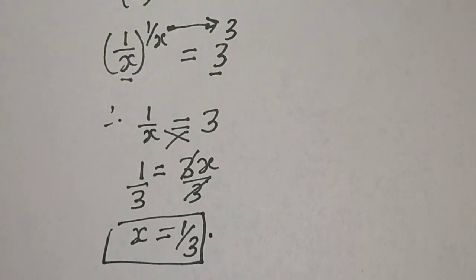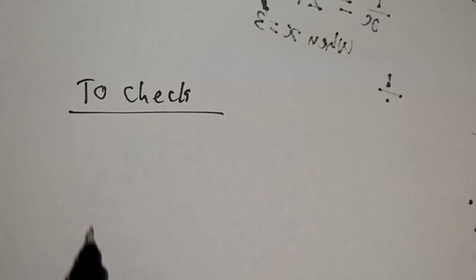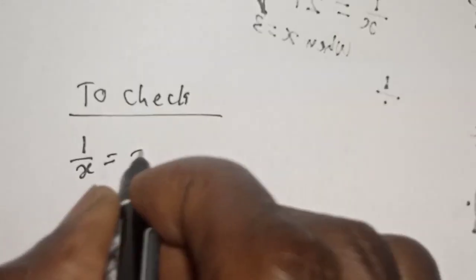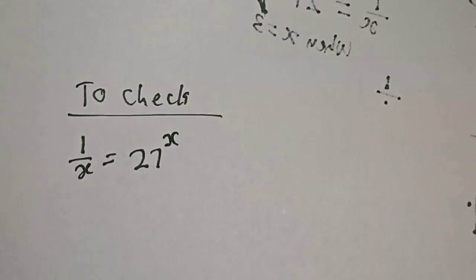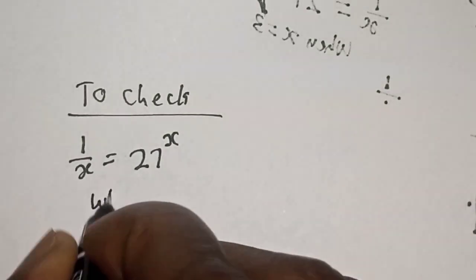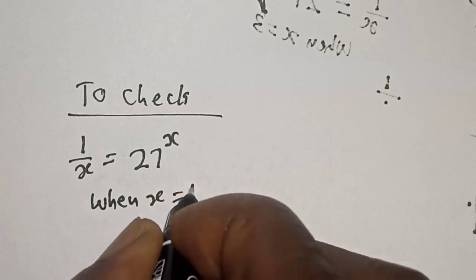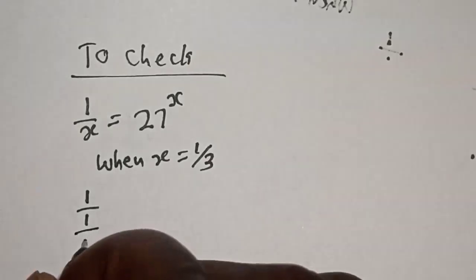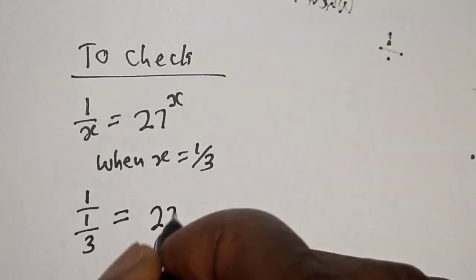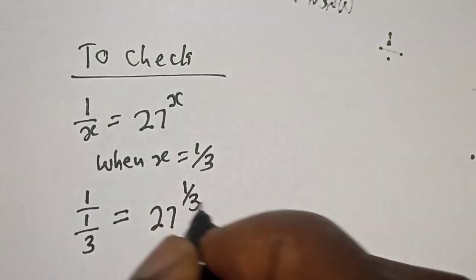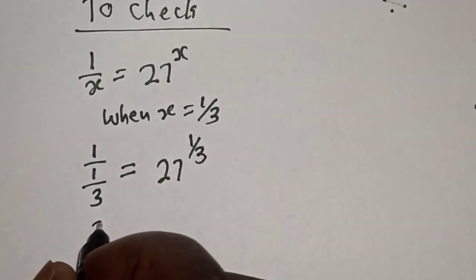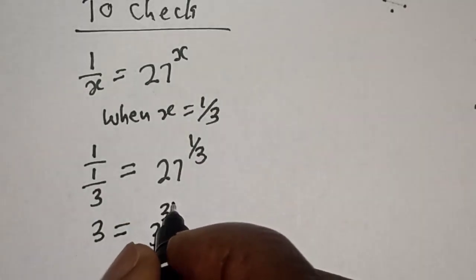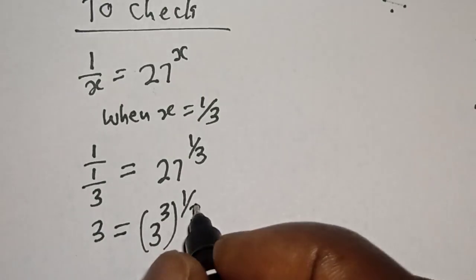We can check to confirm if our answer is right or wrong. To check, the equation is 1 over x is equal to 27 raised to power x. When x is equal to 1 over 3, 1 over 1 over 3 is equal to 27 raised to power 1 over 3. The left-hand side is 3. 27 can be written as 3 raised to power 3, to the power of 1 over 3.